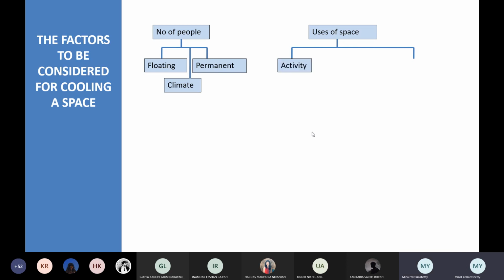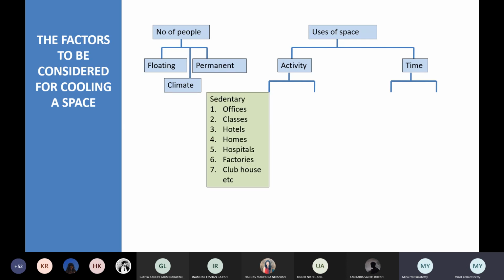What is the use of space? It is activity based and time based. Okay, now when I say time based and when I say activity based, under activity comes your sedentary lifestyle. All these things can come into sedentary: offices, classrooms, hotels, where people are just staying, or kitchens are functioning, and banquets are being held, people are sedentary, sitting at one place and eating. Homes, hospitals, patients are lying there.